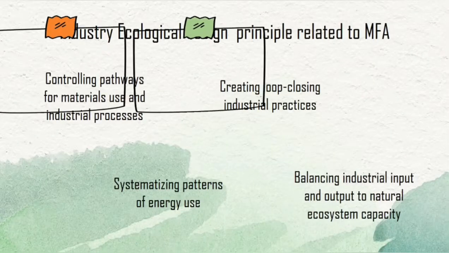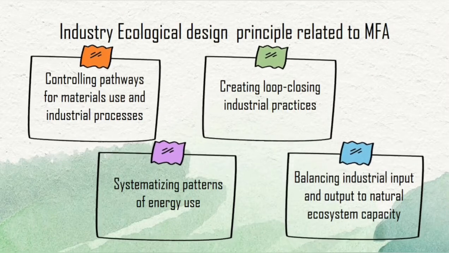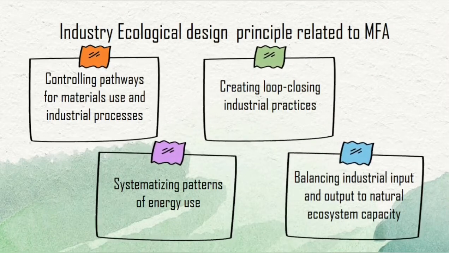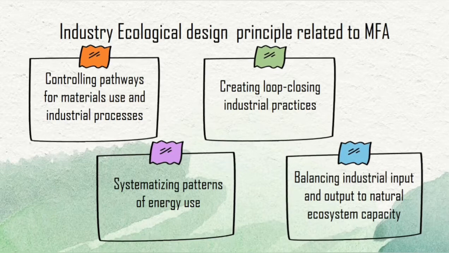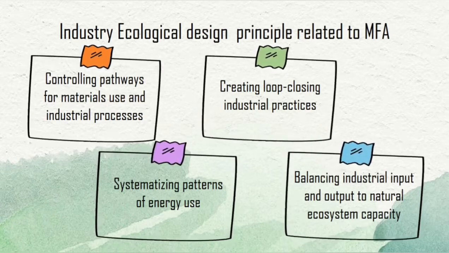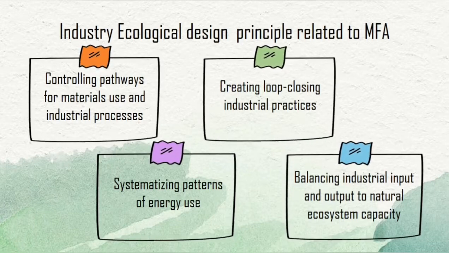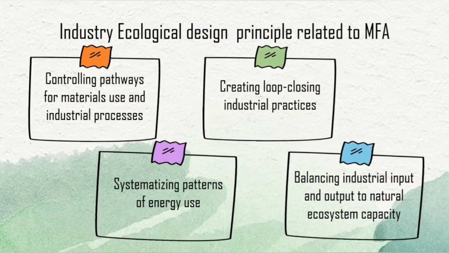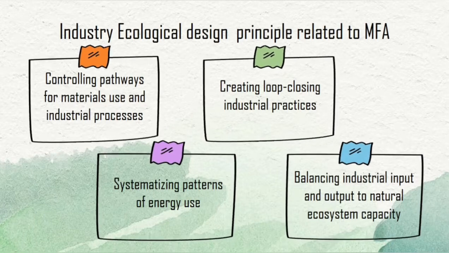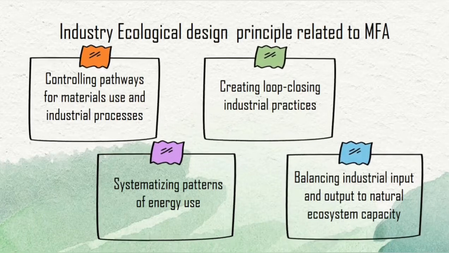There are various industrial ecological design principles related to MFA, such as controlling pathways for material use and industrial process, creating loop closing industrial practice, systematizing patterns of energy use, and balancing industrial input and output to natural ecosystem capacity.